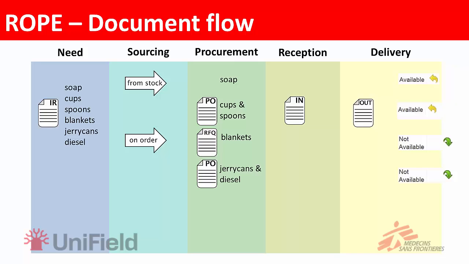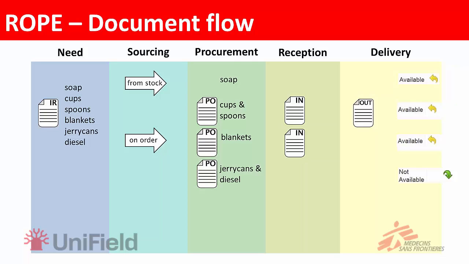The RFQ we have for the blankets, we'll find a supplier and get the prices, and then we will turn it into a PO. And this PO, as soon as we confirm it, will also create an incoming shipment, which when we receive it into the system, will also turn the availability of the line to available.